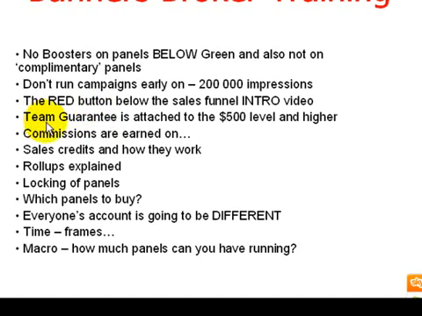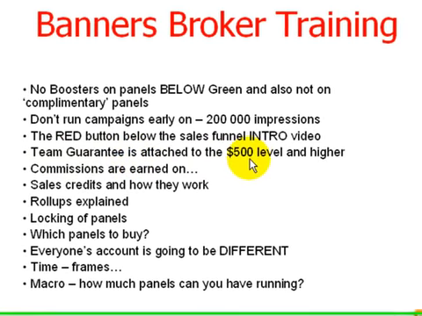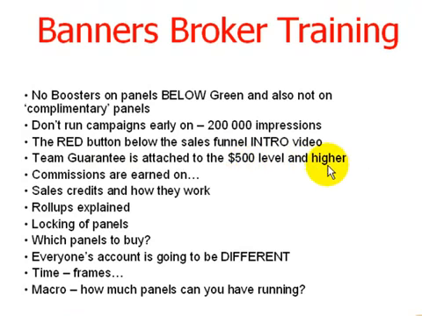Alright, so the next thing we have in line is the team guarantee, guys. This team guarantee is only attached to the $500 level or higher, which simply means that if somebody joins your personal Banners Broker team, they also receive a $1,000 guarantee for success, that they will make money and basically double their funds, if they start at the $500 level. If they come in lower than that, then that guarantee is not attached to them in this team.